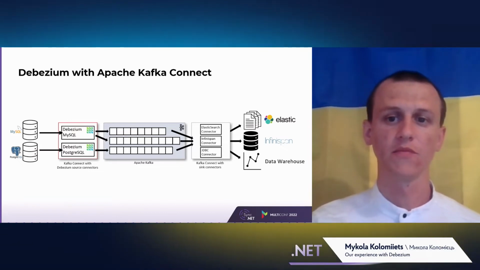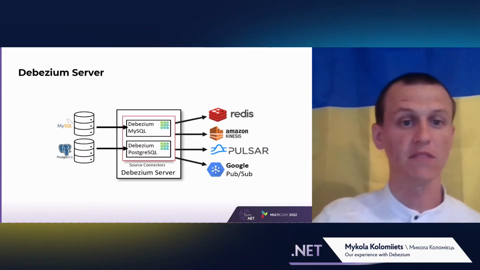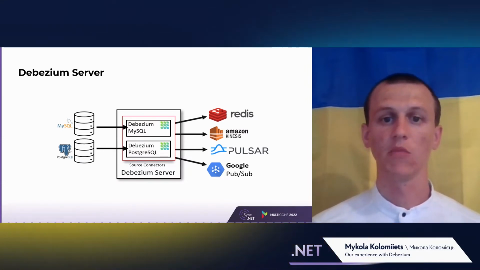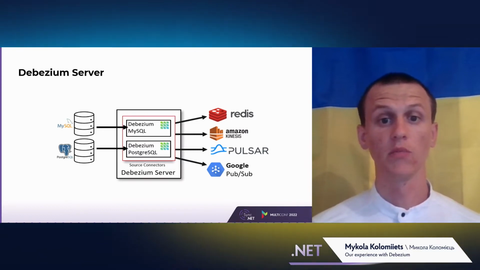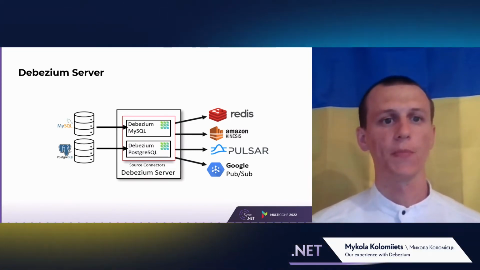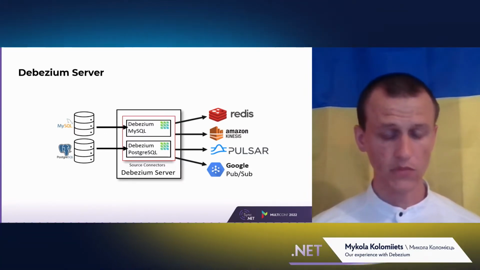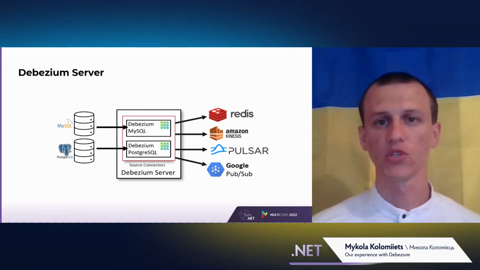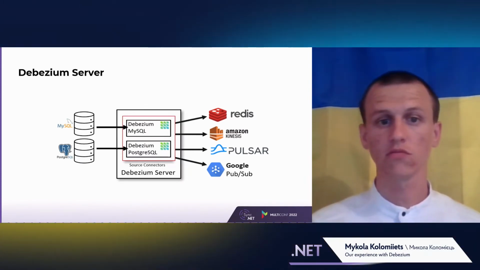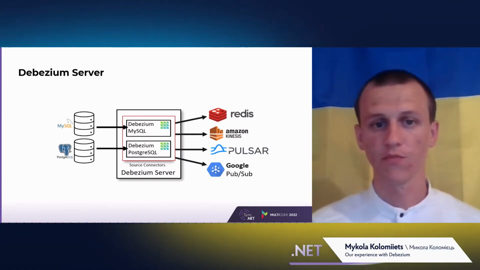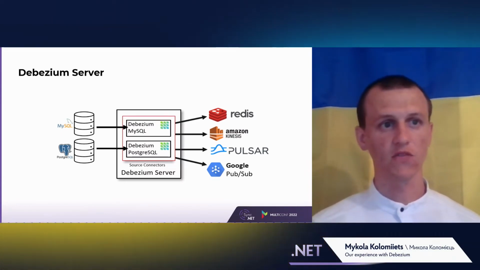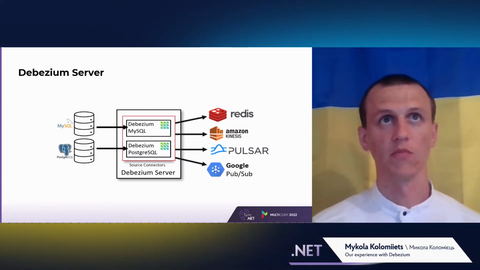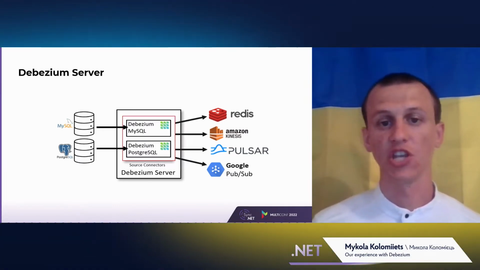Also, a really good thing about Debezium is that it can send messages not only to Kafka topics, it can send messages to Redis, Amazon Kinesis, Pulsar, and Google PubSub. So, for example, if your project uses Google Cloud Platform and PubSub, and you don't want to start using Kafka, you can use Debezium and send messages to Google PubSub, no problem. So Debezium provides a lot of features to work with a lot of databases and some target places where we can see these changes.